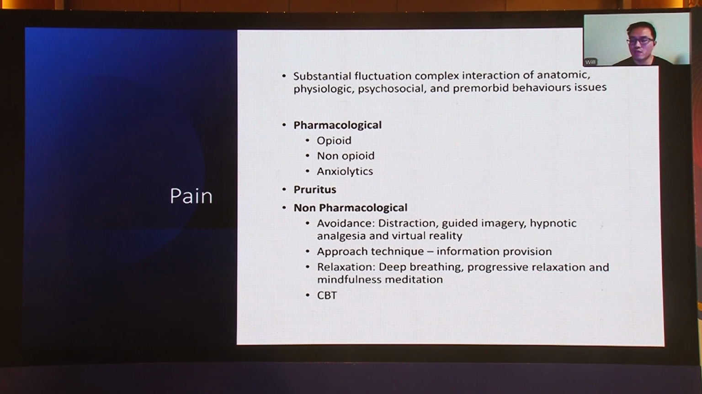Opioid analgesics are usually first line for moderate to severe acute pain, and NSAIDs and gabapentinoids such as pregabalin and gabapentin can be used. I also want to mention that pruritus occurs in about 87% of adult burns and is a significant issue. Antihistamines are usually first line. However, once the scars are healed, topical steroid injections can be considered as well. Also, non-pharmacological management includes avoidance, distraction techniques, guided imagery, hypnotic analgesia, and also virtual reality. It's important to provide them information and also practice mindfulness, relaxation techniques, and also look at CBT as well.